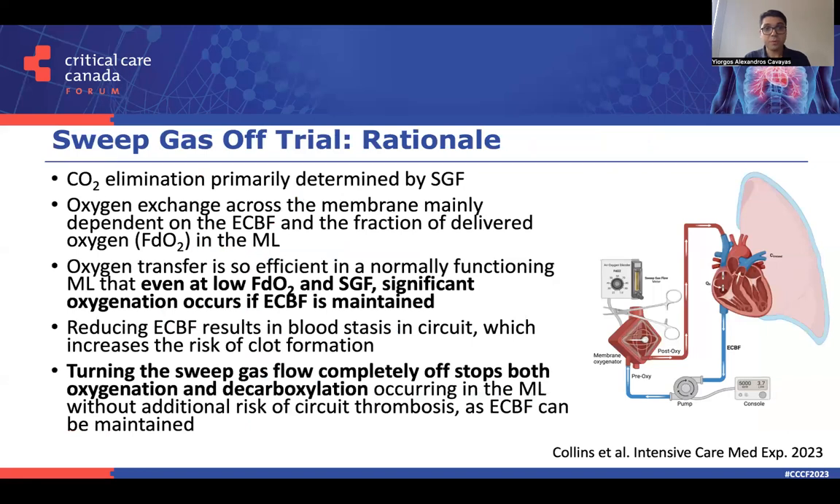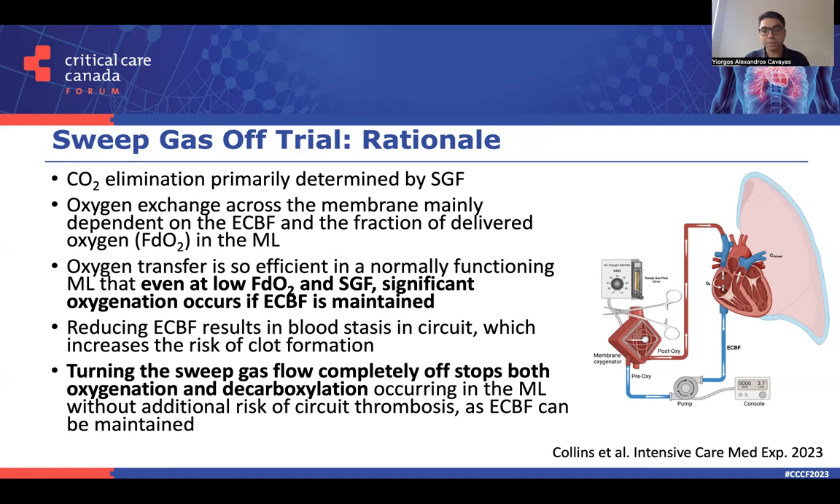The rationale for performing a sweep gas off trial is that CO2 elimination is primarily determined by the sweep gas flow, while oxygen exchange across the membrane is mainly dependent on extracorporeal blood flow and the fraction of delivered oxygen in the membrane lung. But oxygen transfer is so efficient in a normally functioning membrane lung that even at low FDO2s and sweep gas flows, significant oxygenation occurs if the extracorporeal blood flow is maintained.